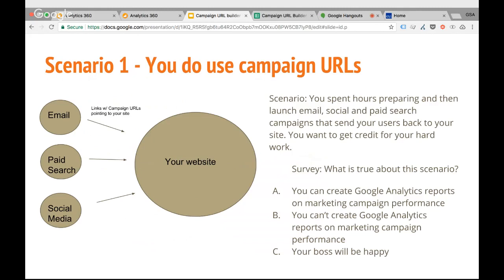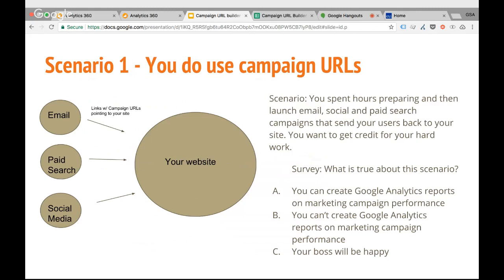All right, so here's a scenario for this slide and the next 3 slides. You spent hours preparing, and then you launch email, social, and paid search campaigns that send your users back to your site. So you want to get credit for your hard work. And in this scenario, you do use campaign URLs. You've correctly tagged everything for email, paid search, social media, using the campaign URLs that we spoke about in a previous slide. So what is true about this scenario?